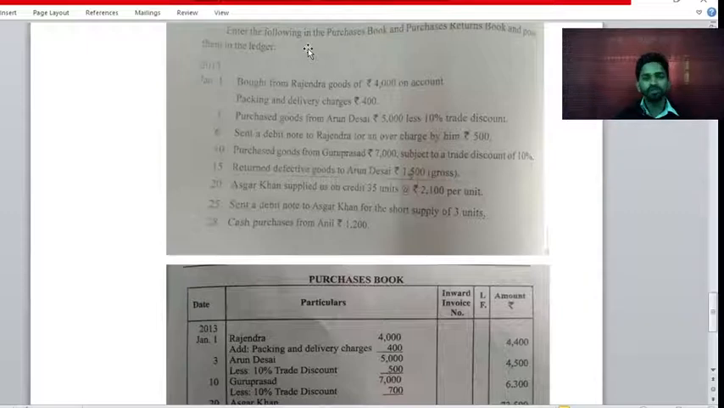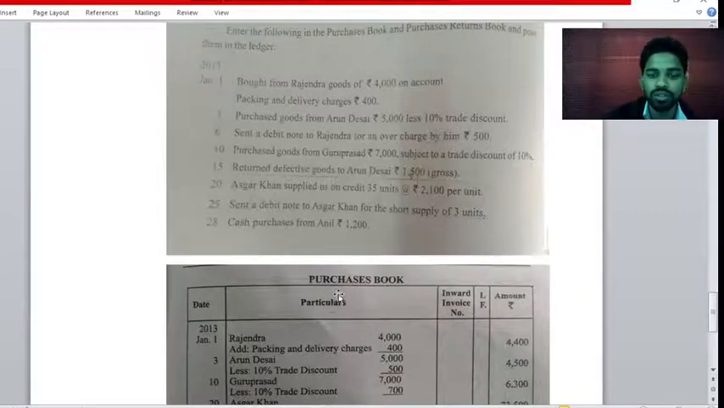Okay, so now see, bought from Rajendra goods of rupees 4000 on account. Bought from Rajendra, it means what? Is it a purchase transaction, or is it a purchase return transaction? It is a purchase transaction. So this purchase we have to record in the purchase book.